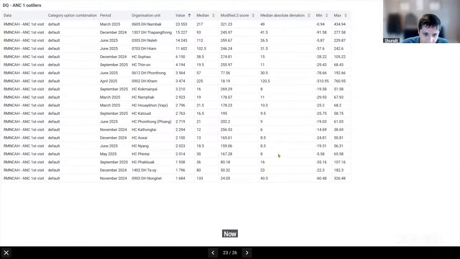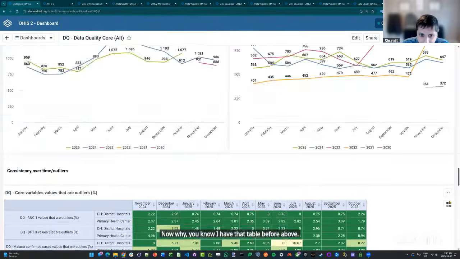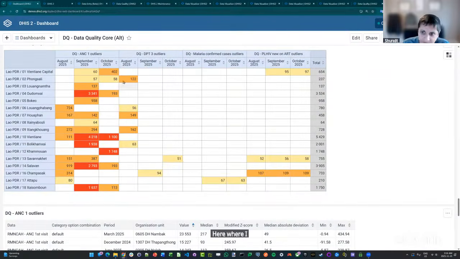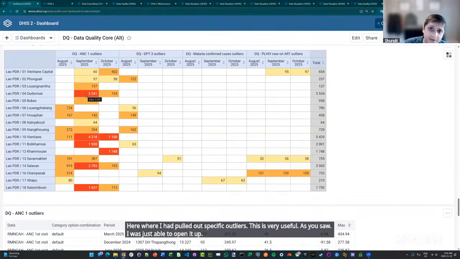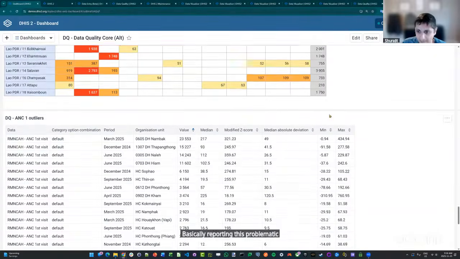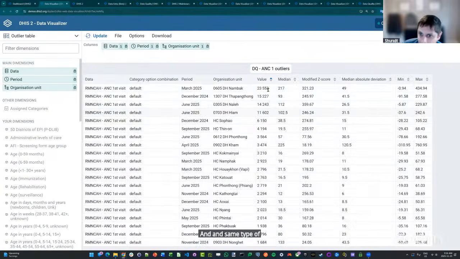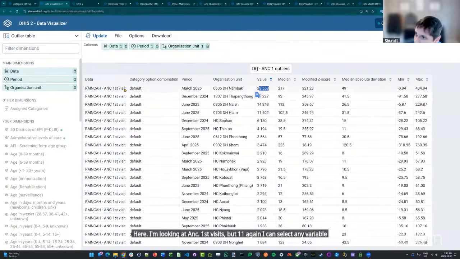Now, I had that table before above here, where I had pulled out specific outliers. This is very useful. As you saw, I was just able to open it up. I could quickly drill down and find the facility that was basically reporting this problematic value. But here I can also get a summary and same type of thing, right? Here's the value that's been reported. Here I'm looking at ANC first visits, but once again, I can select any variable here, right? It's up to me to define which specific variables I'm looking at, and I can use those in my analysis.